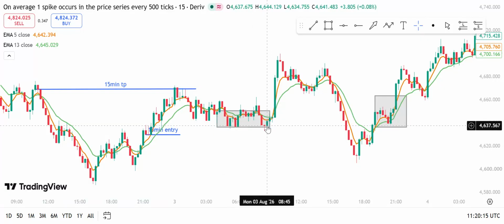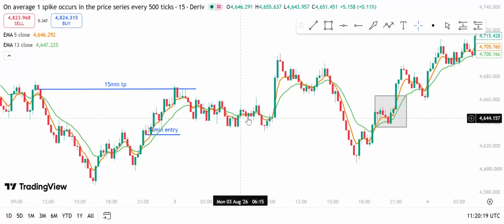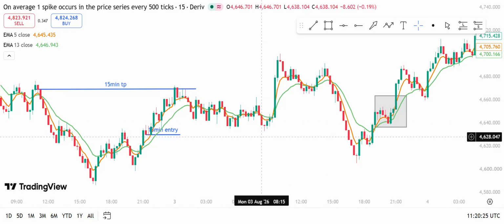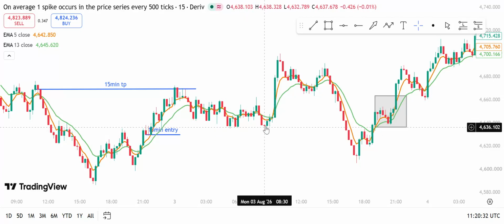Can I remove the rectangle, please? Okay, delete this one here. I would have entered here because these candles are telling us that the market is being pushed to go up. So this one was going to be my entry.